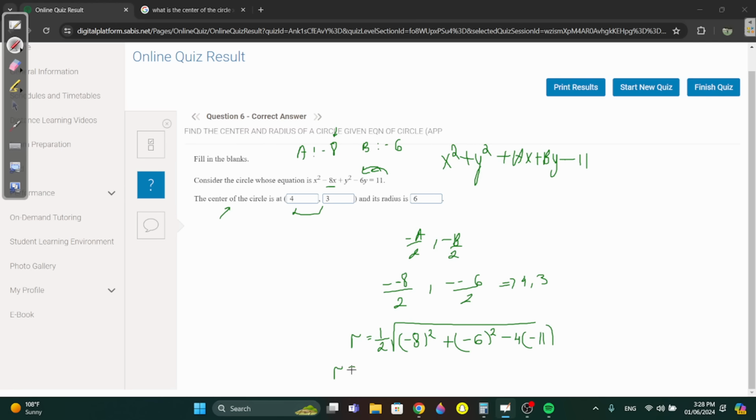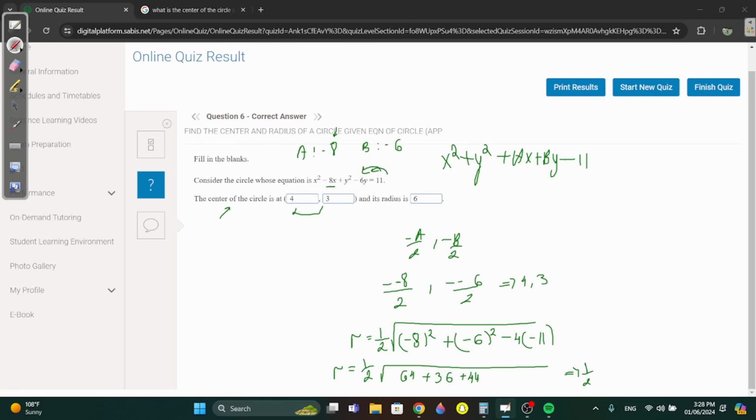Actually, it does work. So it's going to become radius equals half radical. Minus 8 squared is 64. Minus 6 squared is 36. And then minus 4 times minus 11 is plus 44. Okay, if you put this in a calculator, you're going to get 6. But let's solve it for you. Because you guys need to develop your non-calculator skills.